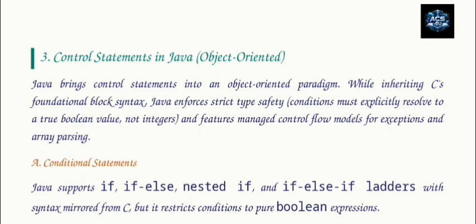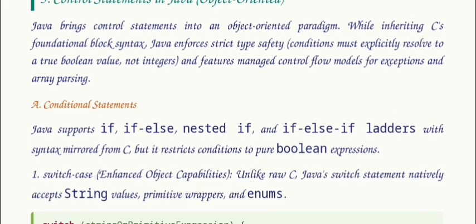Next, we are coming to the control statements in Java, OOP, Object-Oriented Programming. Java brings control statements into an object-oriented paradigm. While inheriting C's foundational block syntax, Java enforces strict type safety. Conditions must explicitly resolve to a true Boolean value, not integers, and features managed control flow models for exceptions and array parsing.